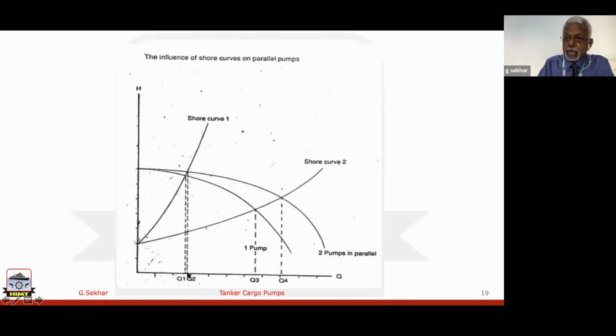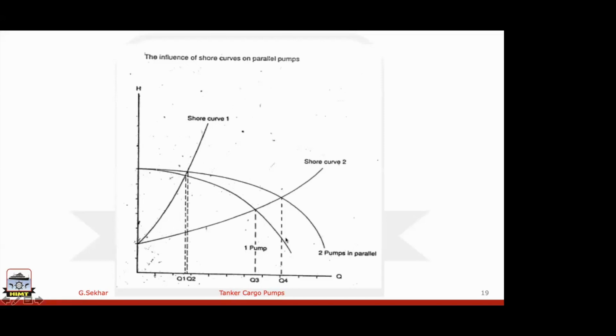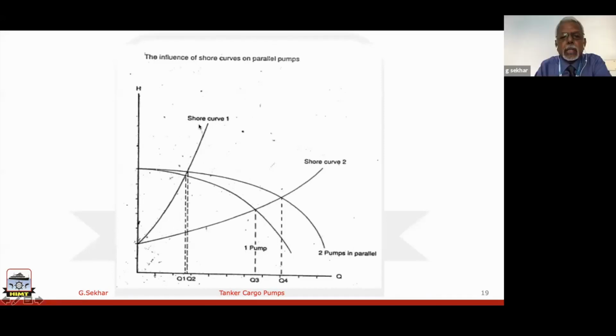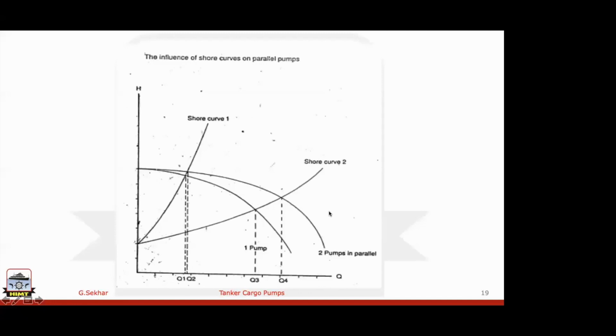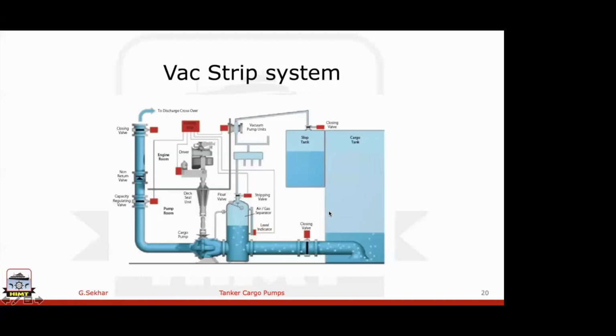But sometimes when we are running more than two pumps in parallel, we need to make sure, suppose when you run the third pump, is there going to be any increase in flow rate? If it is not so, then there is no point in running the third pump. So the parallel running we always do just to maintain the right pressure at the manifold. And this is the basic concept of your shore curves, Vac Strip system.